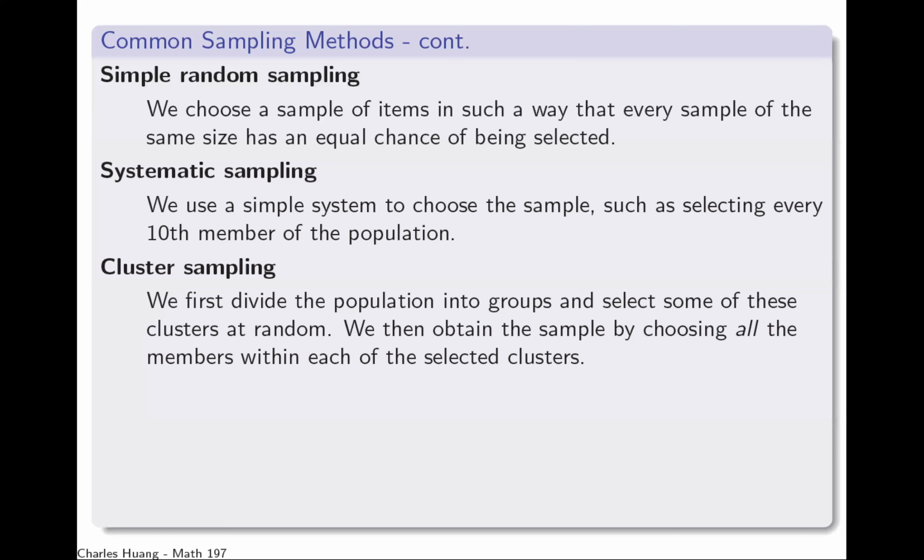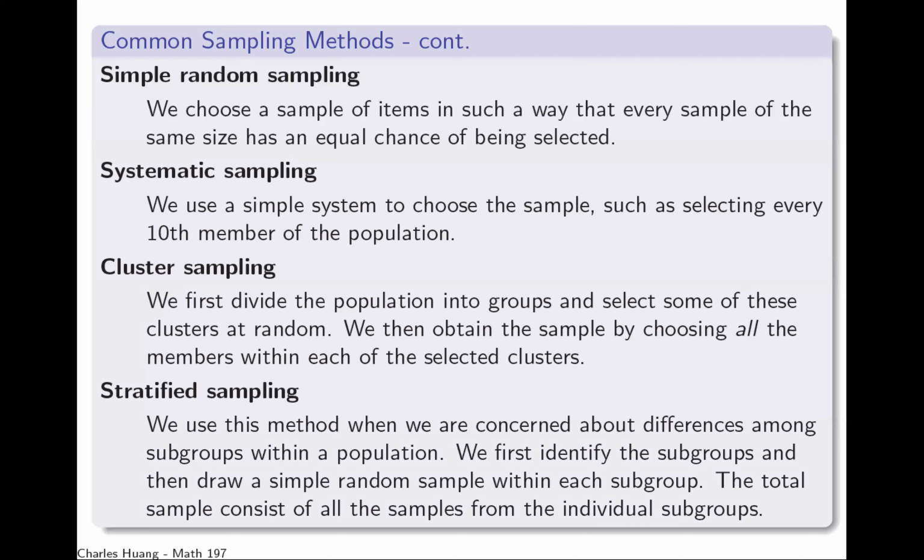We can also do cluster sampling. Cluster sampling means we divide the population into groups first and then select a few of these groups. These are called cluster sampling. And finally, we have stratified sampling.